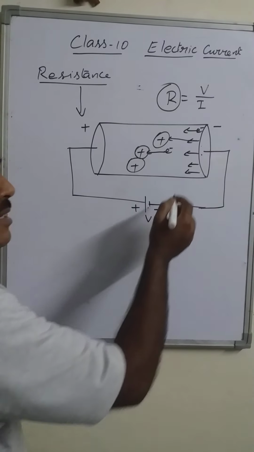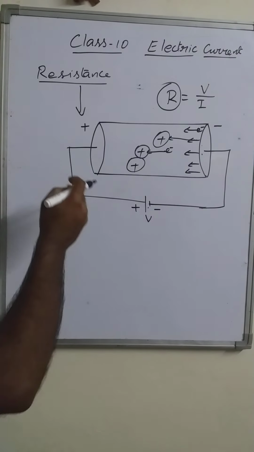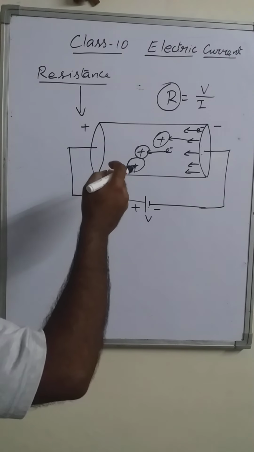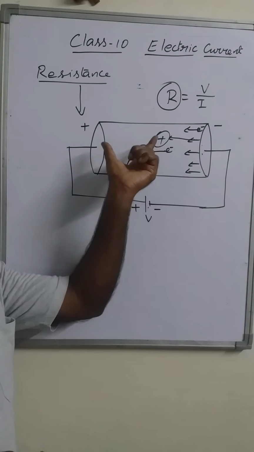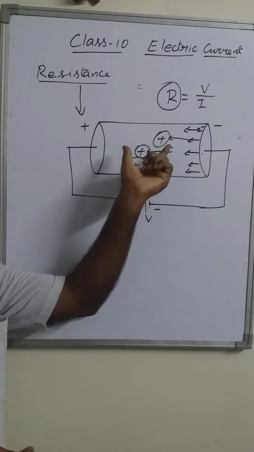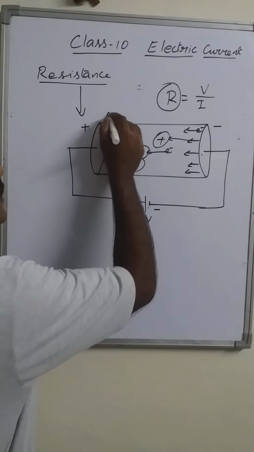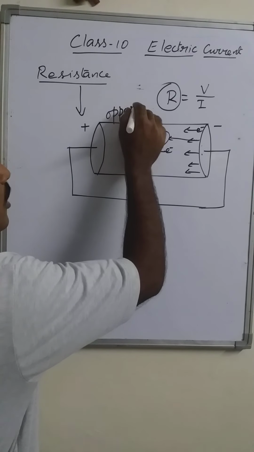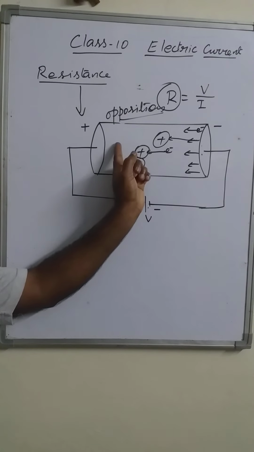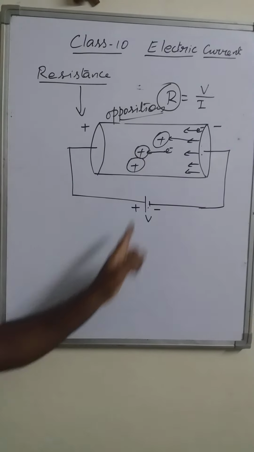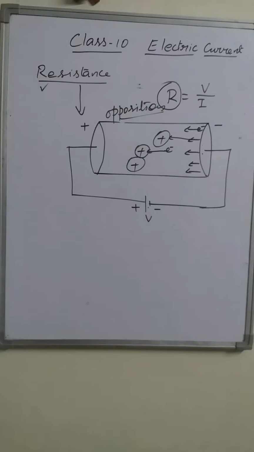So the electrons, by getting energy from the battery, and with that energy they move and collide with the positive ions, and lose their energy. That loss of energy of electrons in every collision appears in the form of opposition. And that opposition offered by the conductor for the flow of electric current is known as resistance. So this is the cause of resistance.